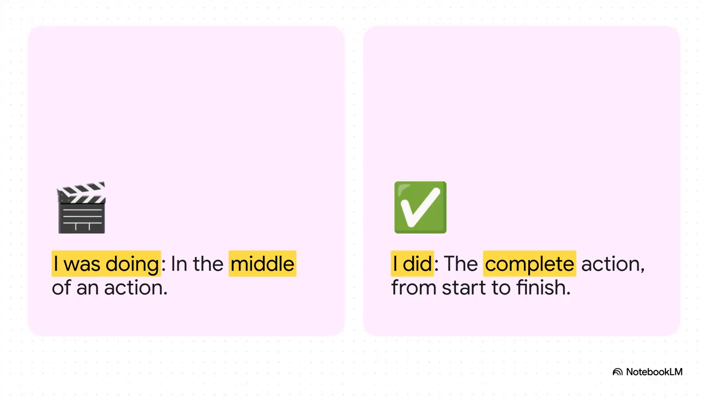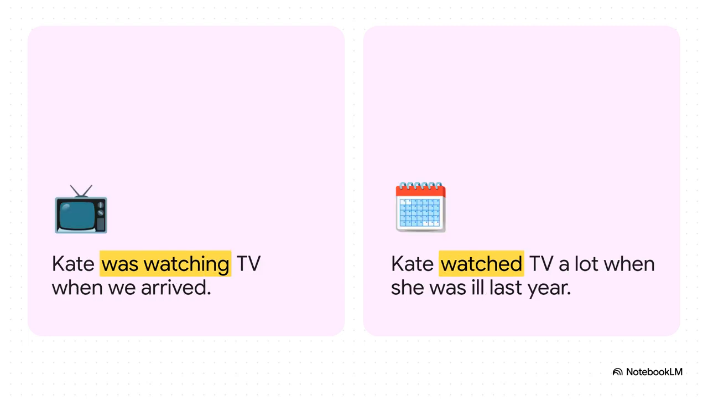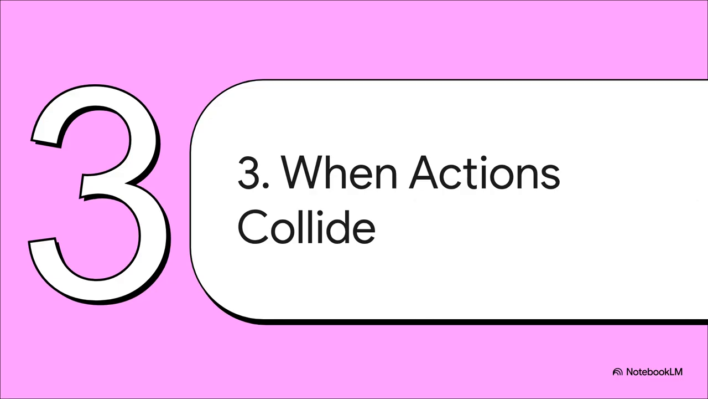"I was doing" zooms in on the middle part of the action, but "I did" zooms out and shows us the whole thing from the very beginning to the very end. It's kind of like the process versus the final result. And this difference paints two totally different pictures. If you say, "Kate was watching TV when we arrived," it means we walked in and the TV was already on. But if you say "Kate watched TV a lot last year," you're talking about a finished habit in the past. Totally different vibes.